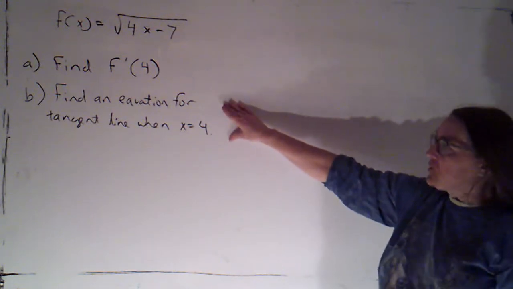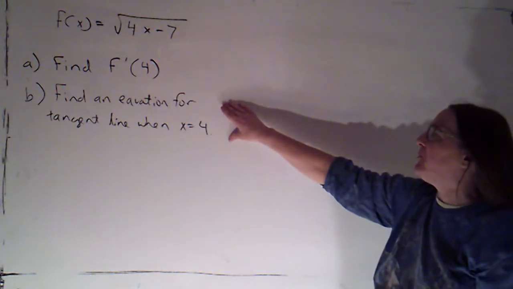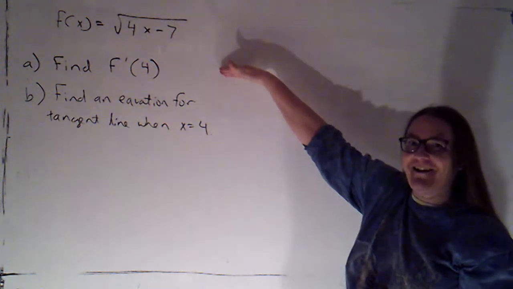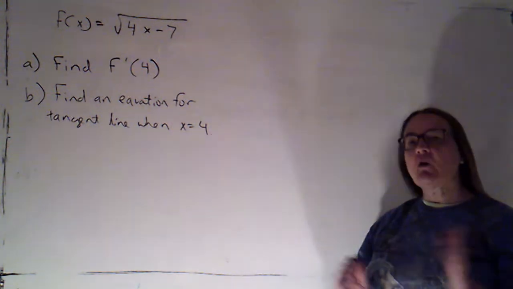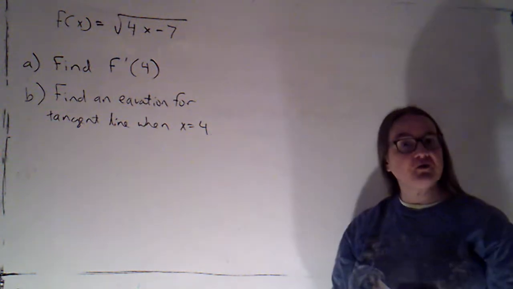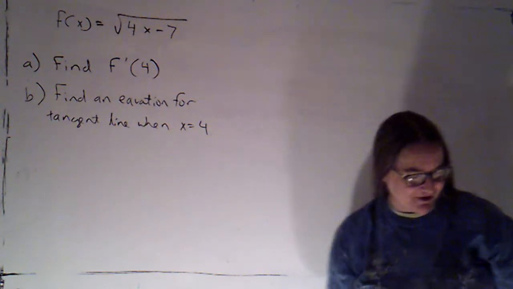Part B is new, but this is just an algebra problem. This is the slope of the tangent line. I'm asking you to find an equation for the tangent line. So go ahead, pause the video, try to work out those two problems, and then check back in and we'll work through them together.